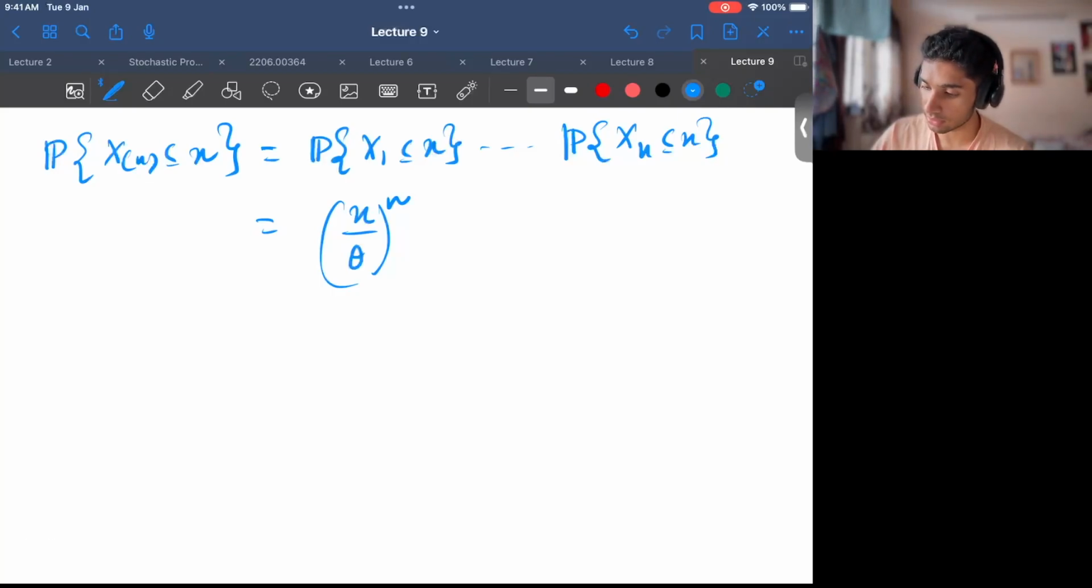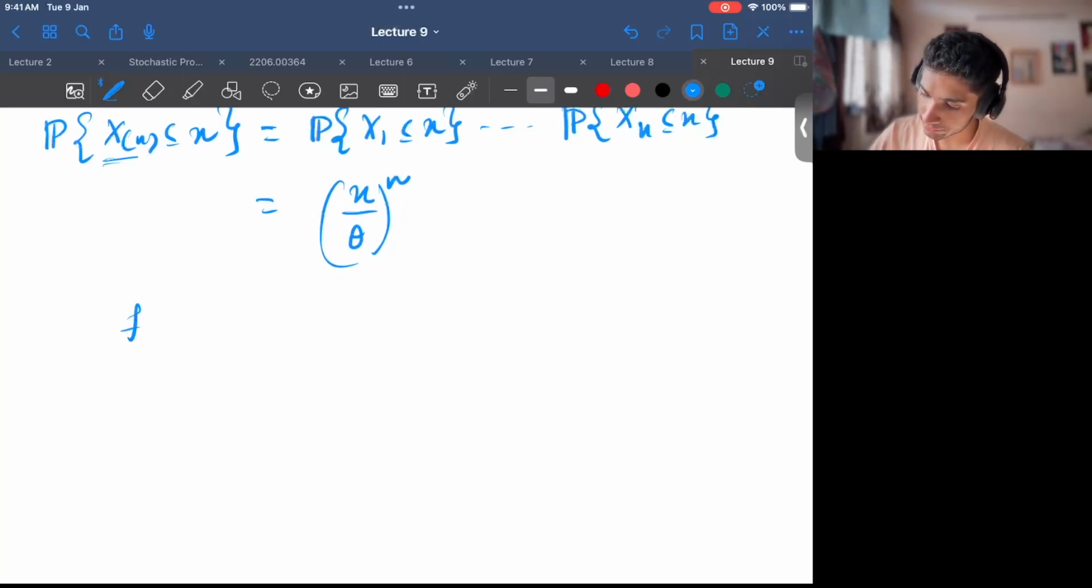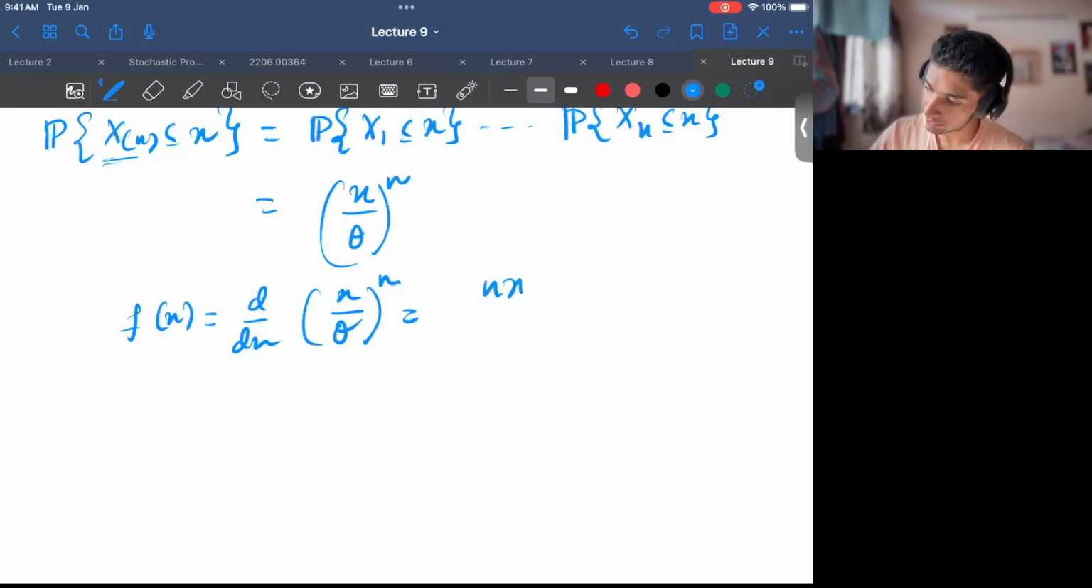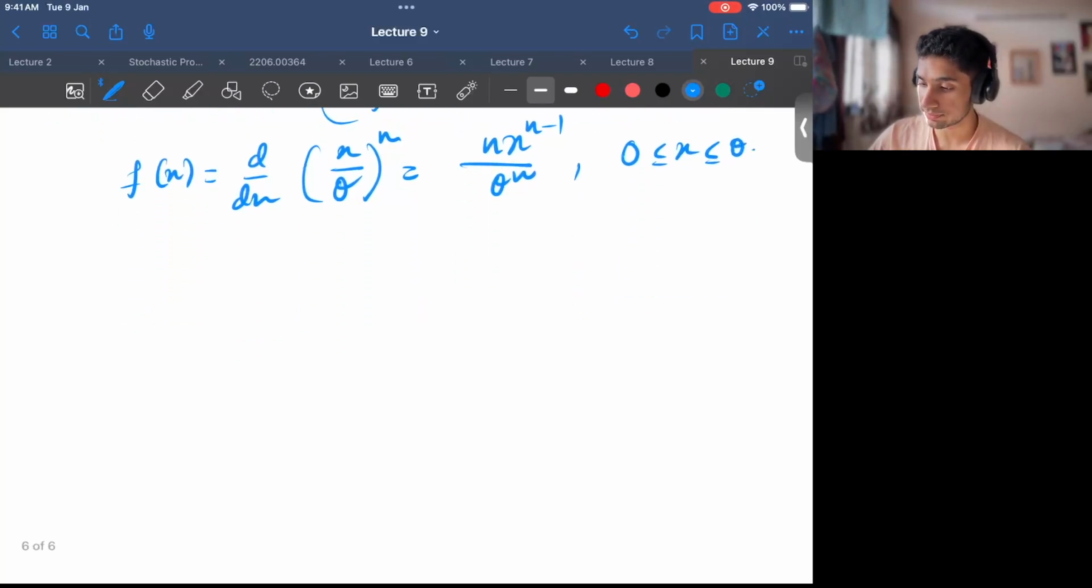So this is your CDF of x_n, this random variable, and hence the PDF f of x is the differentiation d by dx of x by theta raised to n, which is n x raised to n minus 1 over theta raised to n. Again, one thing to keep in mind is x should be between 0 and theta. That's all. So what is the expected value of T2 now? Expected value of T2, again, just a second.